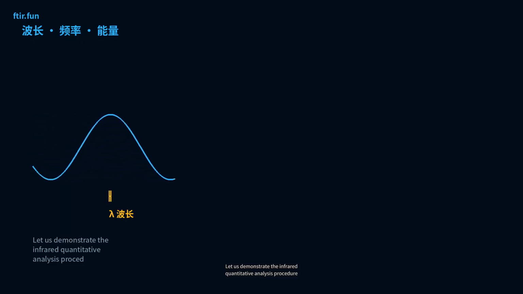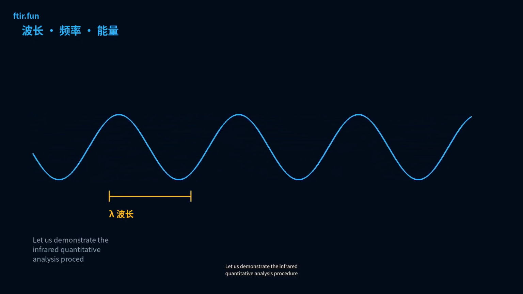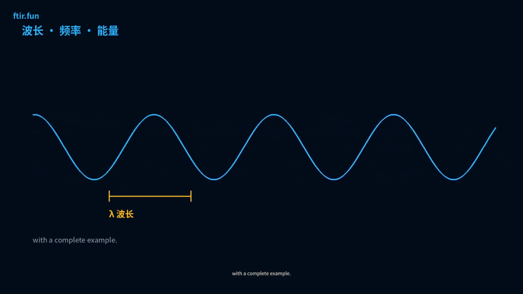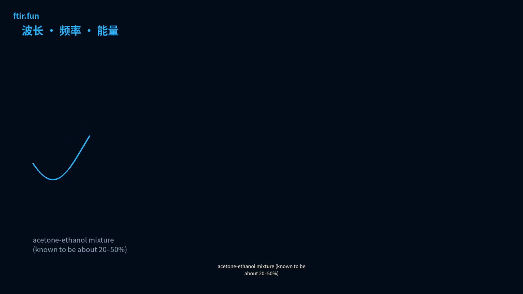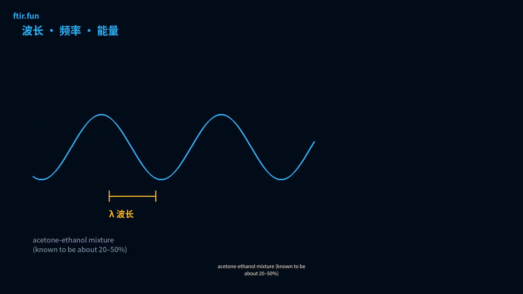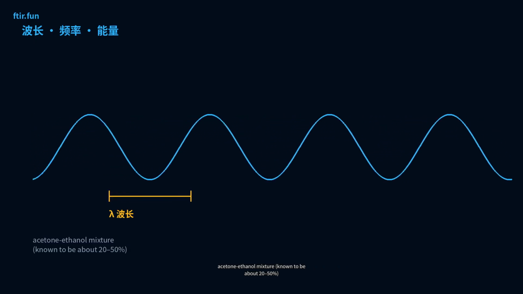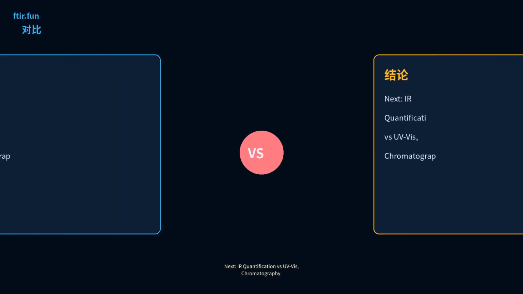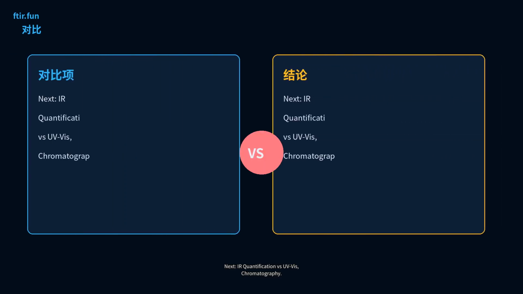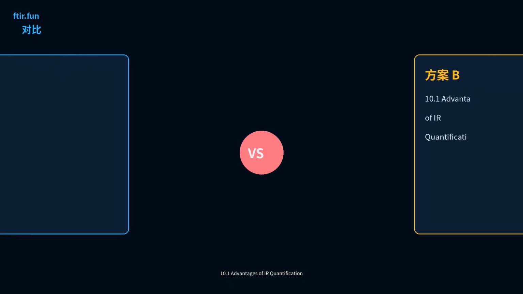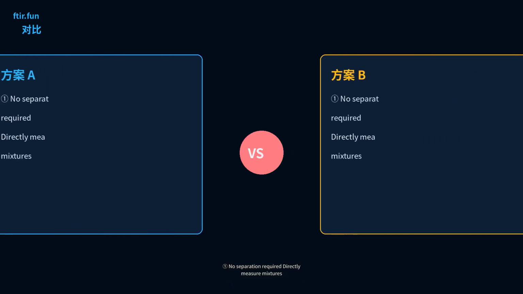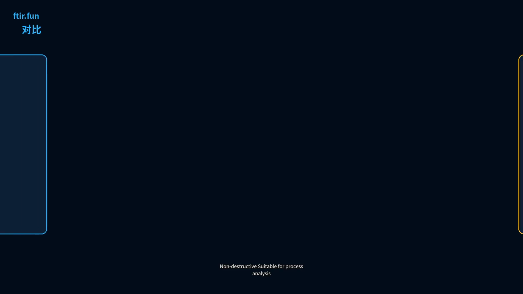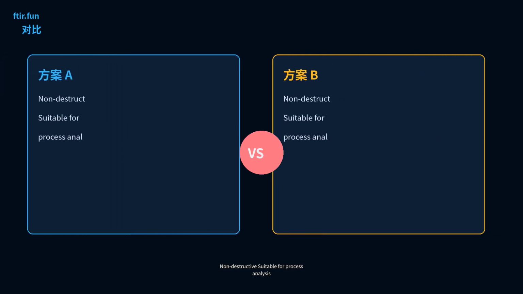Let us demonstrate the infrared quantitative analysis procedure with a complete example. Objective: determine acetone content in an industrial acetone-ethanol mixture, known to be about 20–50%. Next, X. IR quantification versus chromatography. 10.1 Advantages of IR quantification. No separation required. Directly measure mixtures. Non-destructive, suitable for process analysis.